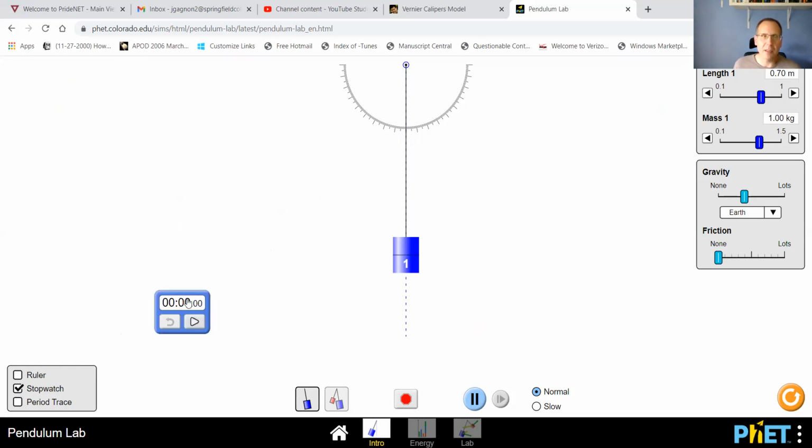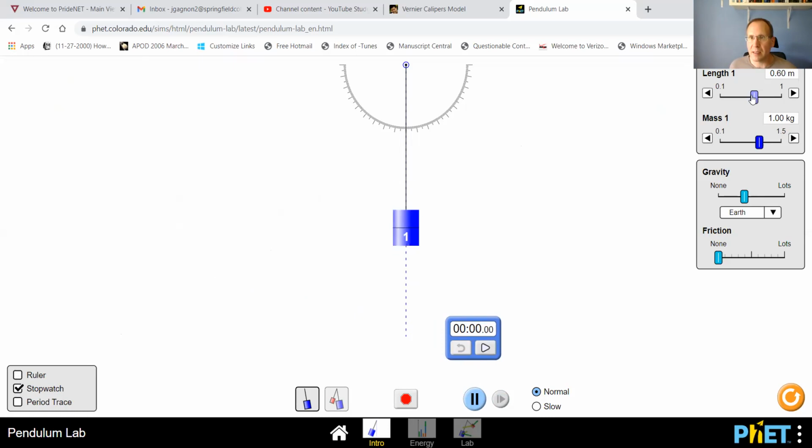I'm going to put on the stopwatch, and I'm going to move this right above this, like the pause play button, because I want to make sure I can jump back and forth quickly. So I'm going to move it right there. To adjust the length of this pendulum, what you do is use this slider here.